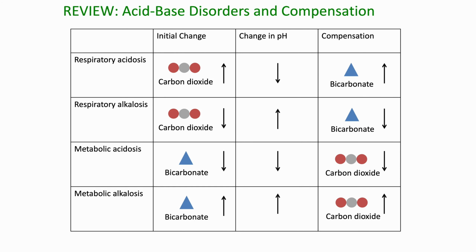Here is a review of the expected pH changes with each primary acid-base disorder. The bicarbonate concentration and carbon dioxide always change in the same direction. Note that in respiratory disorders, the carbon dioxide and the pH change in opposite directions. In metabolic disorders, the bicarbonate and the pH change in the same direction.